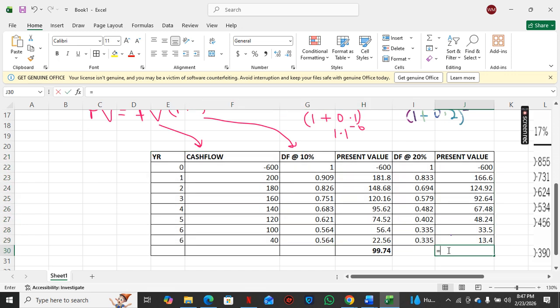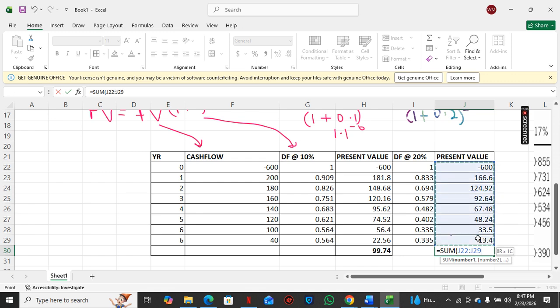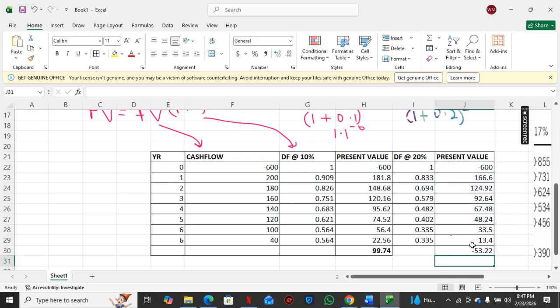So you tabulate your next net present value, hoping that you get a negative one. Because if we get another positive one, we need to increase our discount rate further. Yes, we got a negative net present value, which is negative 53.22. Any questions before we move further?